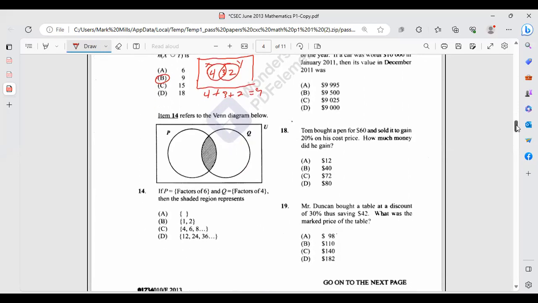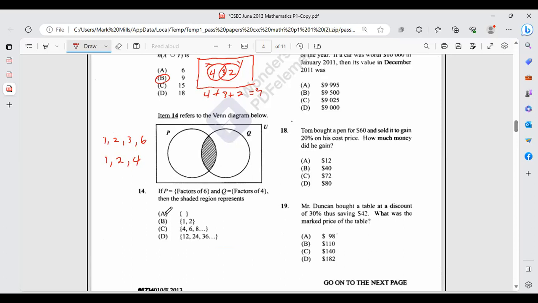Number 14, factors of 6, factors of 4. What are factors of 6? 1, 2, 3, 6. And factors of 4 are 1, 2, 4.